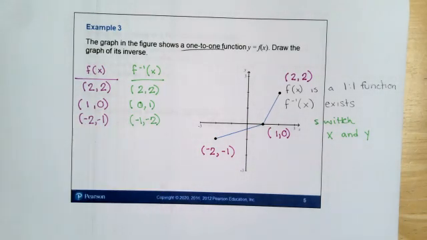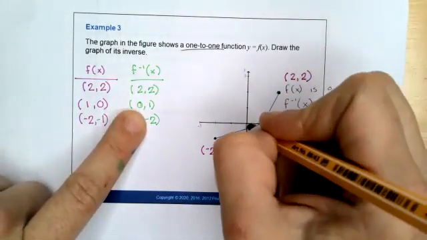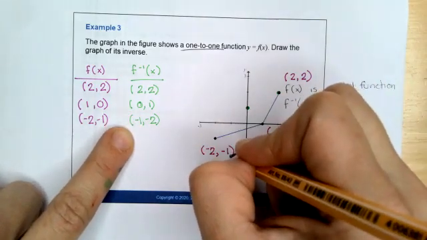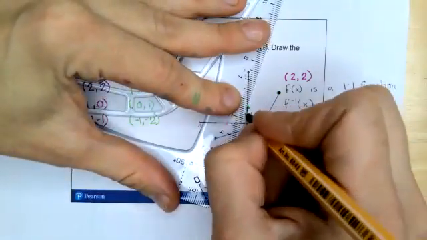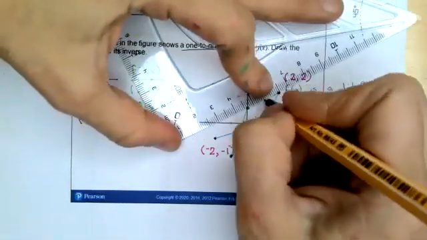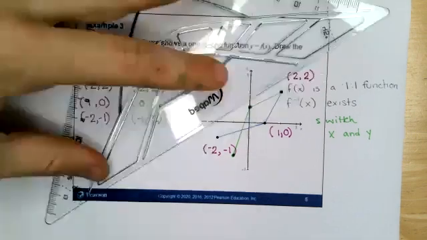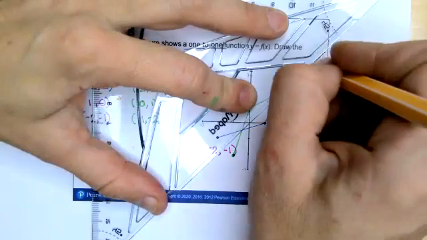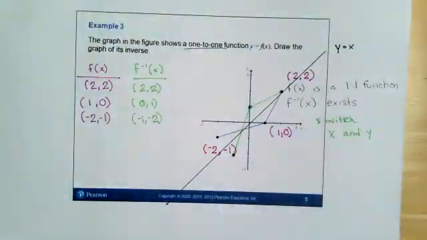Now we can graph this. (2, 2), same spot. (0, 1) is right here. (-1, -2) is right here. There's a little fish. And we want to remember that it should be equidistant. All those points should be equidistant from the line y equals x. And it looks like it is.